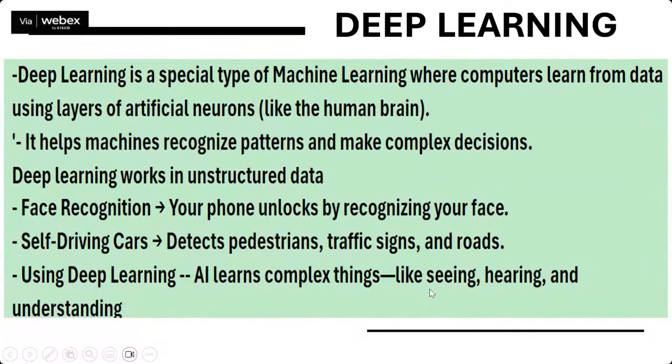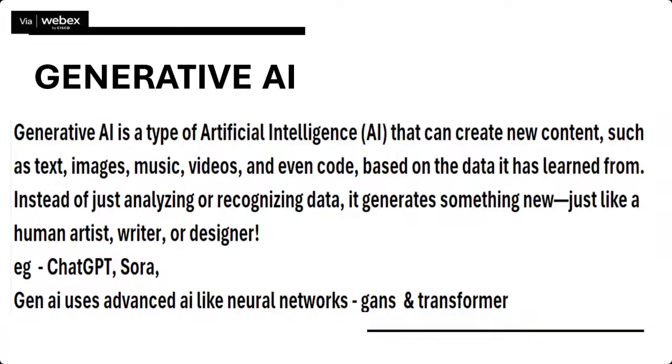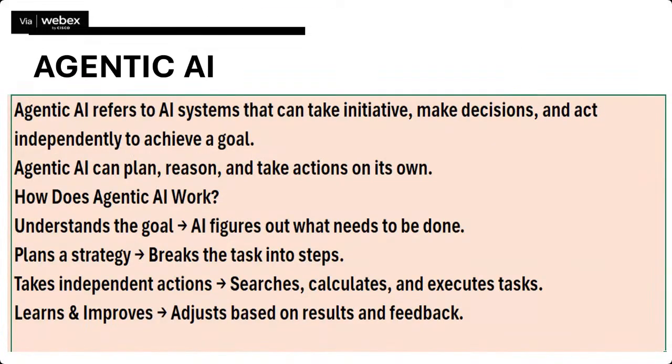Deep learning is a type of ML where computers learn from data using multiple neurons, like the human brain. It works the same way in deep learning. I will cover the detailed concepts later. You can refer to the slides and understand these things, team.